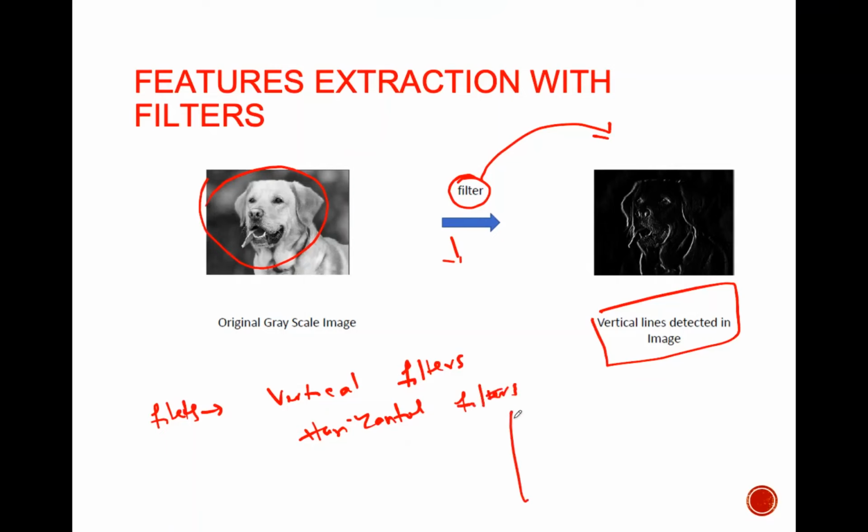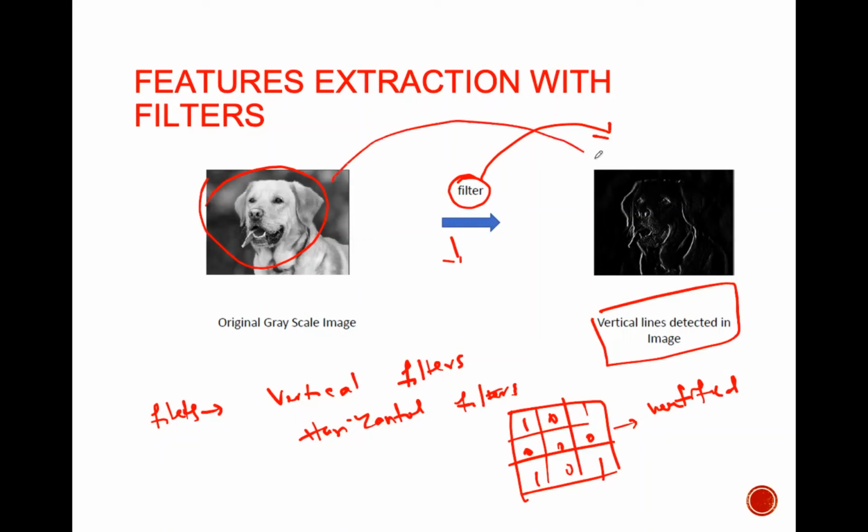So it is a 3x3 matrix. Vertical filter means 1 0 1, 0 0 0, 1 0 1. This is called a vertical filter. This is how my image gets detected. This is how my features got extracted. After applying the convolution on the image with this filter, this is what we get.